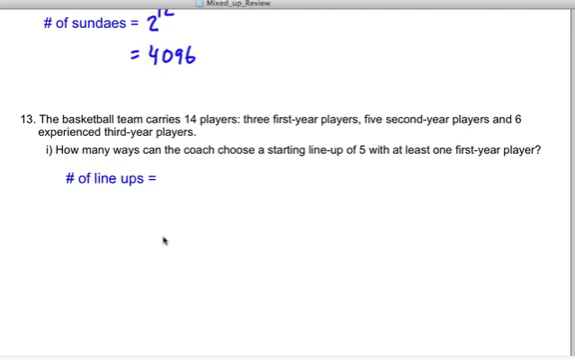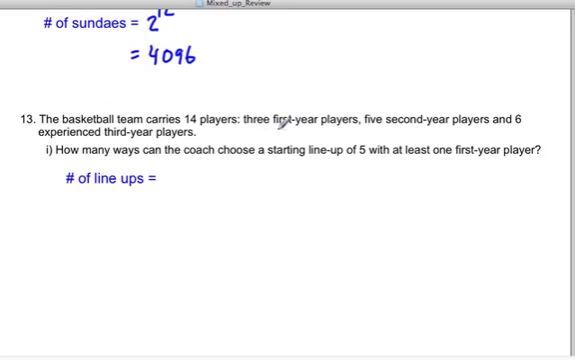Now the next question: a basketball team carries 14 players, 3 first-year players, 5 second-year, and 6 experienced third-year players. How many ways can the coach choose a starting lineup of 5 with at least 1 first-year player? Now, some of you may say that this is a combination, and some of you may say it's a permutation, and I can see the argument of both. So to me, I wish I'd have reworded this question because it seems a little bit vague.